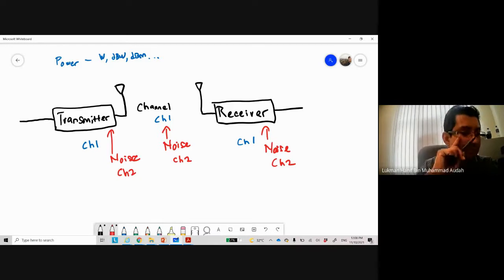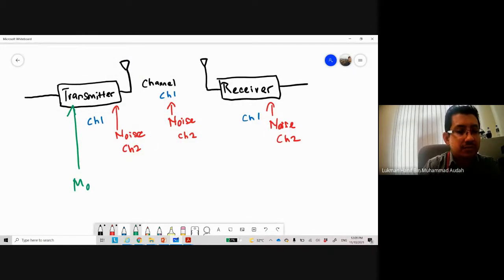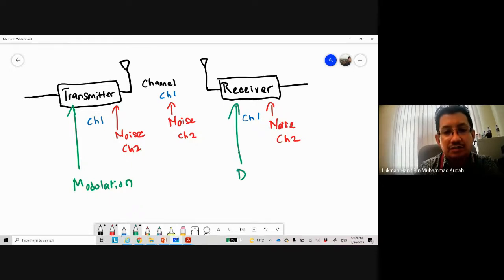Okay, so first we will here. So you will learn about the modulation techniques. Okay, modulation. Okay, and in the receiver, you will learn about demodulation process. Okay, so modulations for the analog. Okay, so this is for the analog. This is also analog.